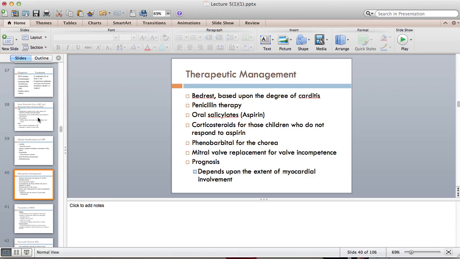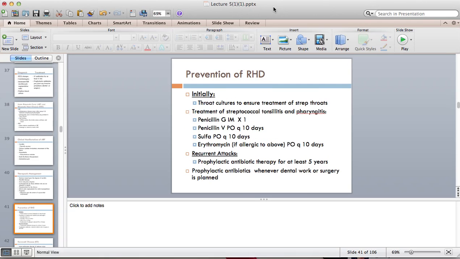Prevention will be, we would like to treat sore throat and we would like to give prophylactic antibiotics if the person is going for surgery or going for any invasive procedure.